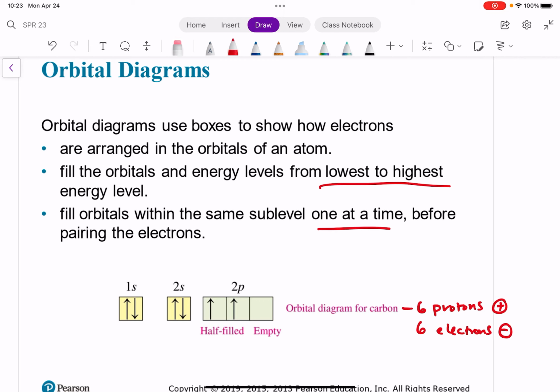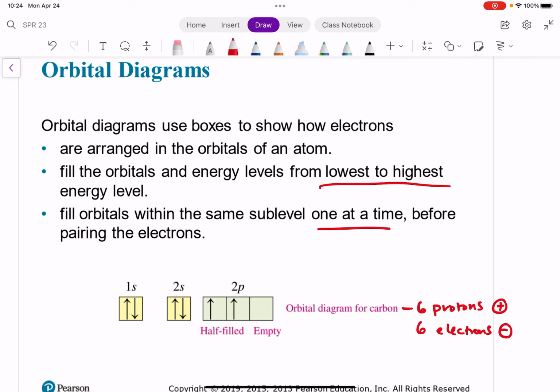So at our lowest energy level, 1s, we're going to fill with 2 electrons. Then the second energy level, 2s, we're going to fill with 2 more electrons. Now we have a total of 4 electrons, so we have 2 more to fill. Those are going to go in our 2p's, because that's the next, higher energy level.